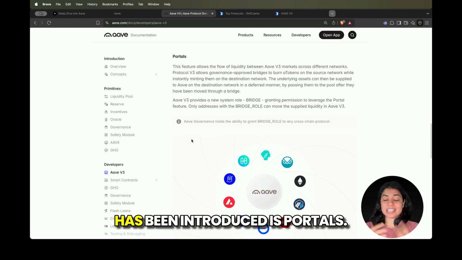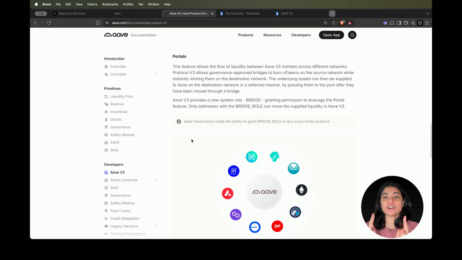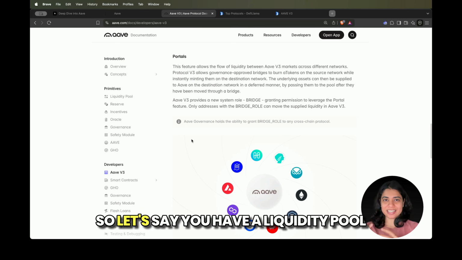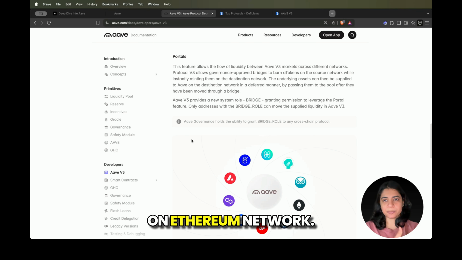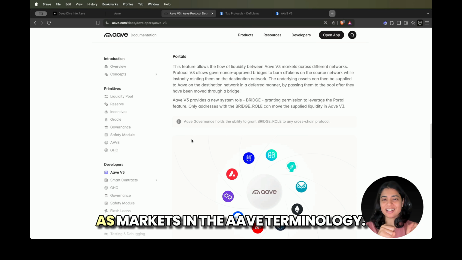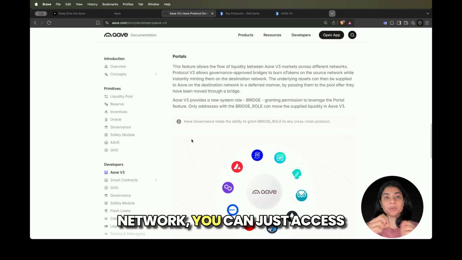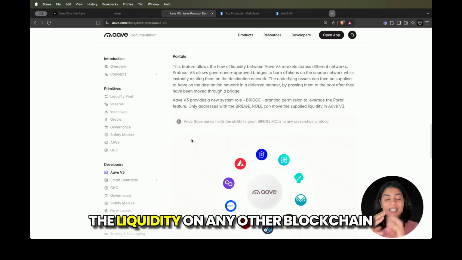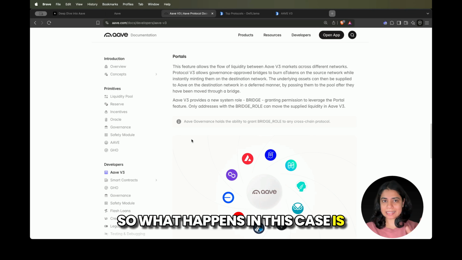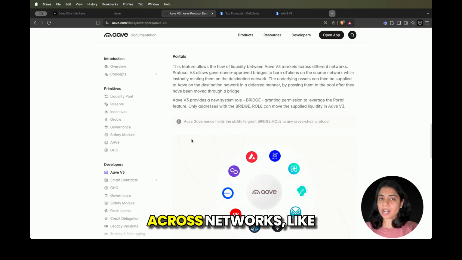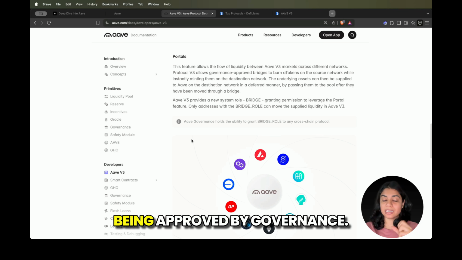The other important feature that has been introduced is portals. Portals allow liquidity to flow across different blockchain networks. Let's say you have a liquidity pool for ETH on the Ethereum network, and all these pools are called markets in Aave terminology. If you have this pool on the Ethereum network, you can access the liquidity on any other blockchain network, let's say Arbitrum. Since we are communicating across networks, like a cross chain communication, we obviously need bridges, right? All these bridges are approved by governance.